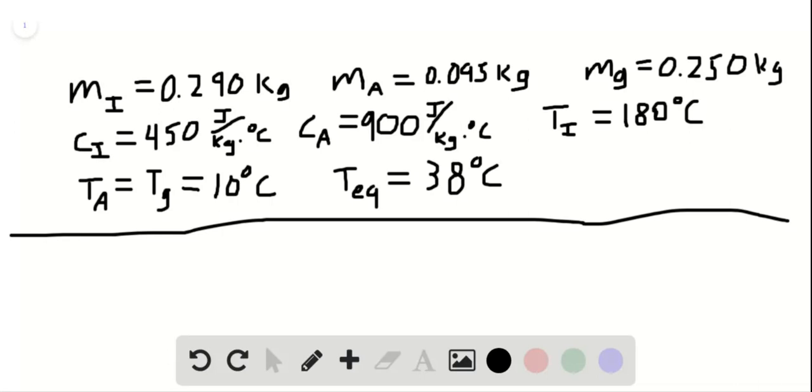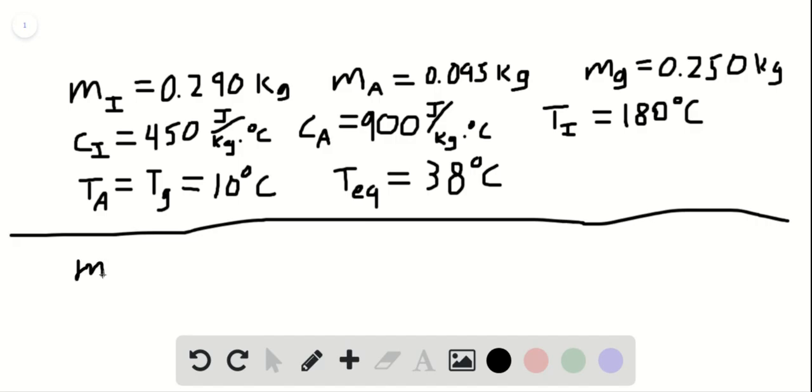The final temperature in equilibrium is 38 degrees Celsius, and it wants us to find the specific heat constant of glycerin. So in order to do that, we're going to consider the fact that the heat lost by the iron must be equal to the heat gained by the aluminum and the glycerin in equilibrium.